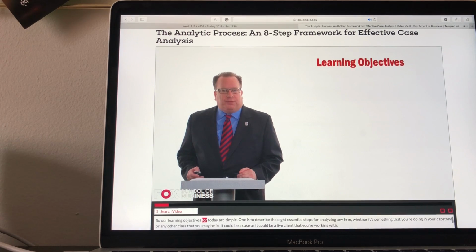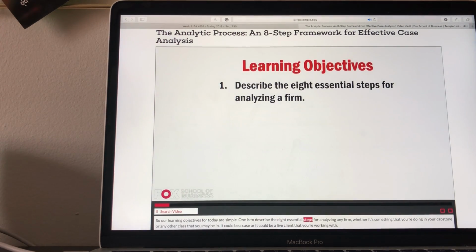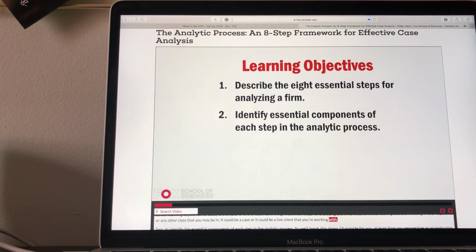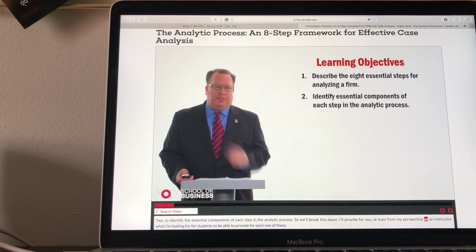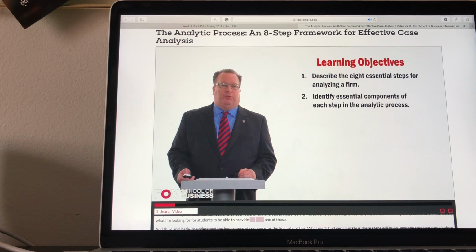So our learning objectives for today are simple. One is to describe the 8 essential steps for analyzing any firm, whether it's something that you're doing in your capstone or any other class that you may be in. It could be a case or it could be a live client that you're working with. Two, to identify the essential components of each step in the analytic process. So we'll break this down. I'll provide for you, at least from my perspective as an instructor, what I'm looking for students to be able to provide for each one of these.